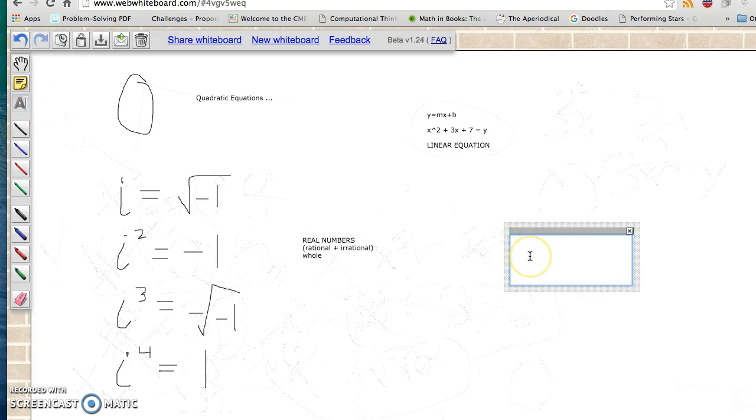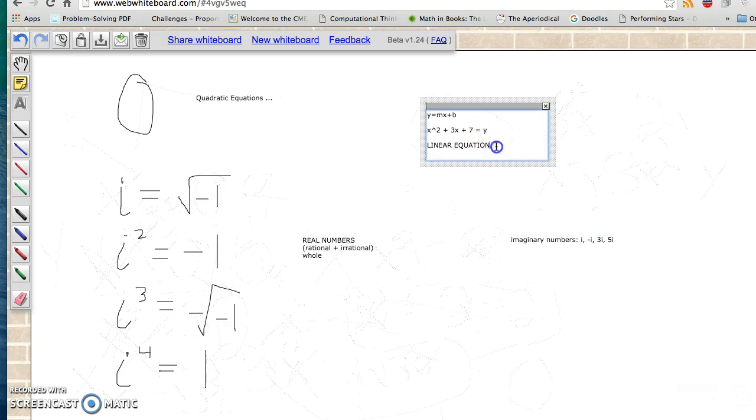And then you have these imaginary numbers that we just did, like i, and -i, and 3i, and 5i. Those are all imaginary numbers. So a complex number is a combination of them, like 5 plus 3i, or 7 minus 2i. You usually put the real part first, and then the imaginary part after.